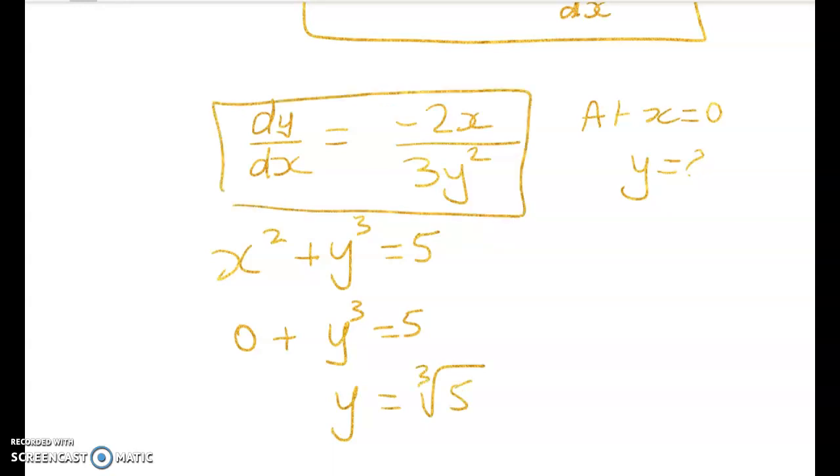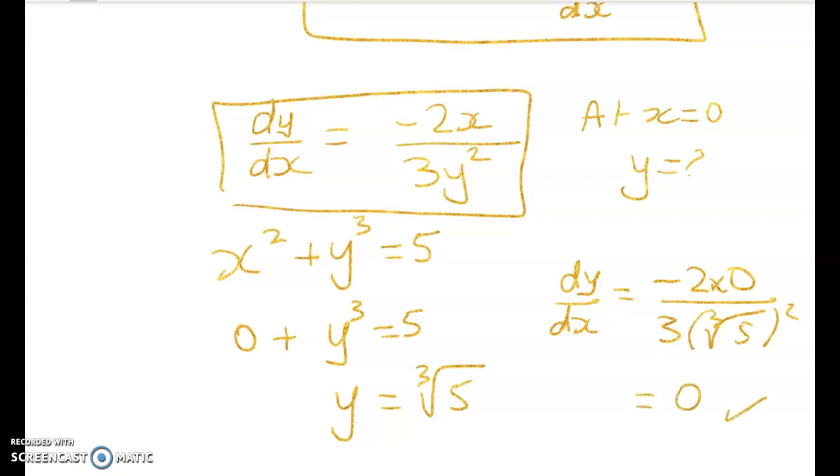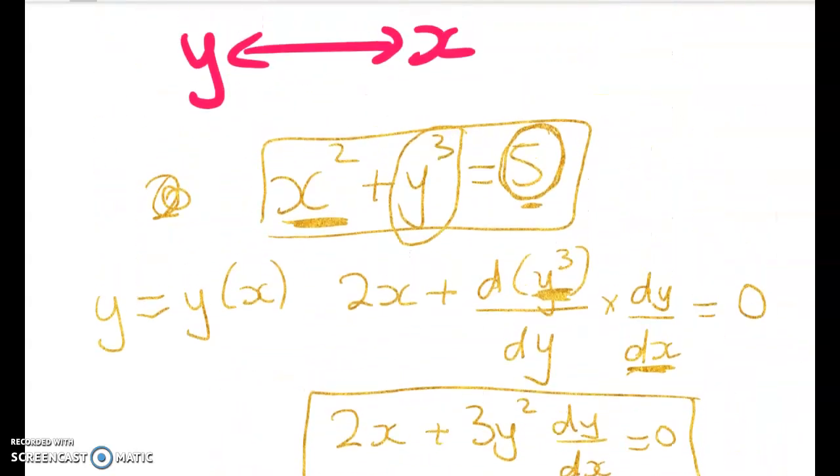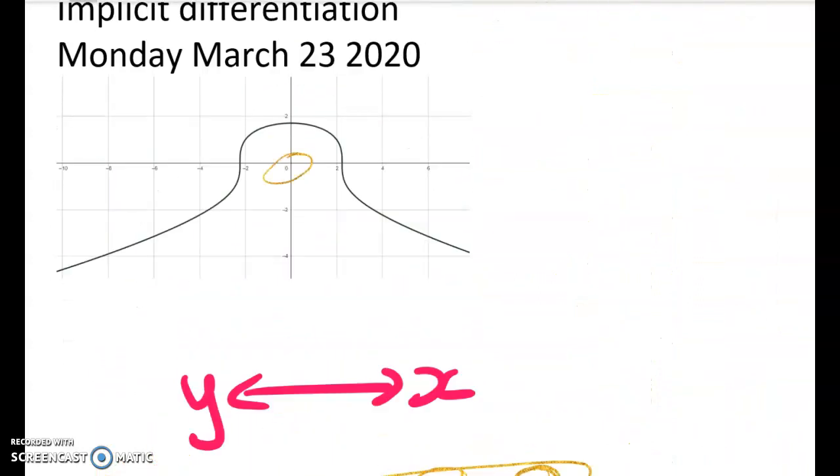Now I substitute the x and the y into here, and I get dy by dx is equal to negative 2 times 0 over 3 times the cube root of 5 squared, which is equal to 0. Obviously I'm going to get the same answer that I did when I did it the old-fashioned way.